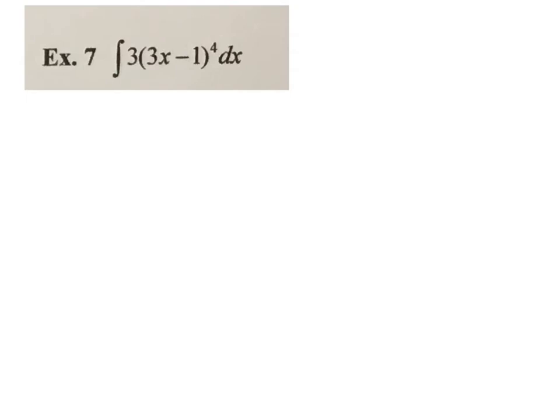In example 7, let's let u be 3x minus 1 and see what happens. So we're going to let u equal 3x minus 1. So du will be 3 dx. All right, so this one's going to be pretty straightforward because I can replace 3x minus 1 with u, and then 3 dx can be replaced with du.